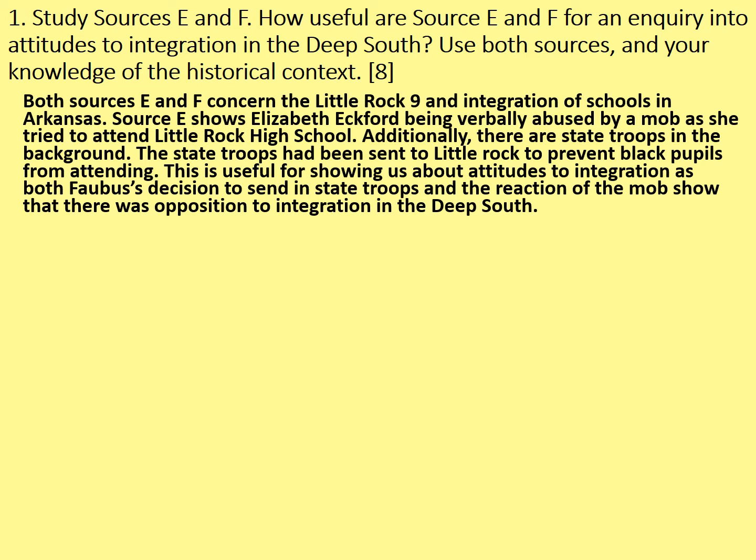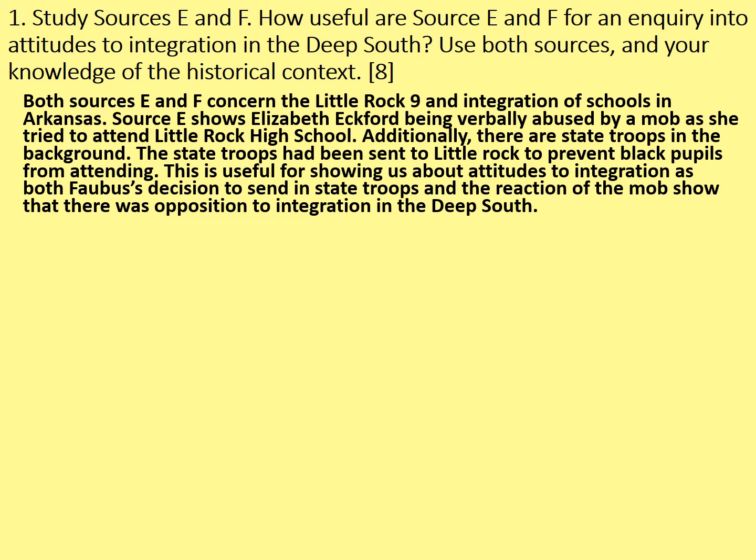So I've made my point and given my example so far. Additionally, there are state troops in the background. The state troops have been sent to Little Rock to prevent black pupils from attending. So further explanation of what I'm seeing. This is useful for showing us about attitudes to integration, as both Forbes's decision to send in state troops and the reaction of the mob show that there was opposition to integration in the Deep South.